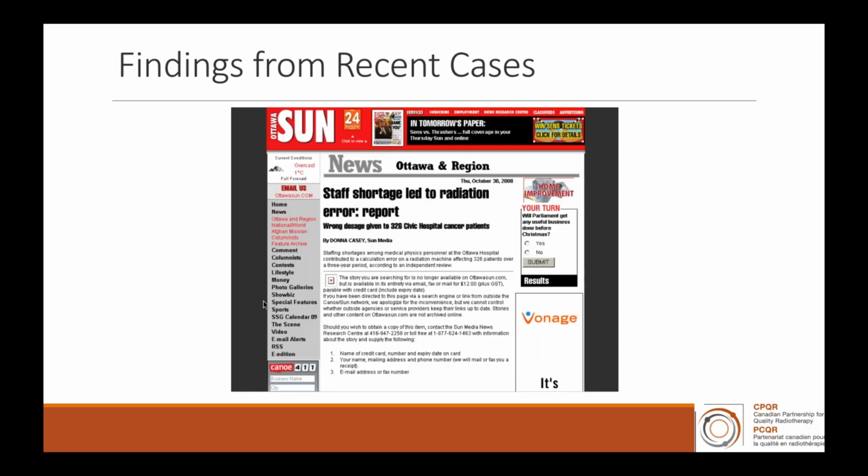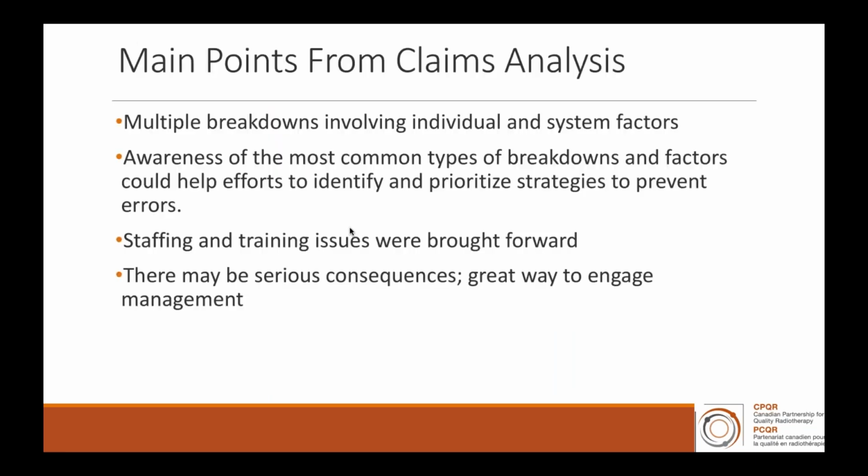And closer to home in Canada, again, we had a report about staff shortage leading to a radiation error that affected an orthovoltage unit at the Ottawa hospital. So again, fortunately in this case, the magnitude of the error was small, but it occurred frequently, essentially highlighting the lack of physics staff at that particular clinic at that particular time.